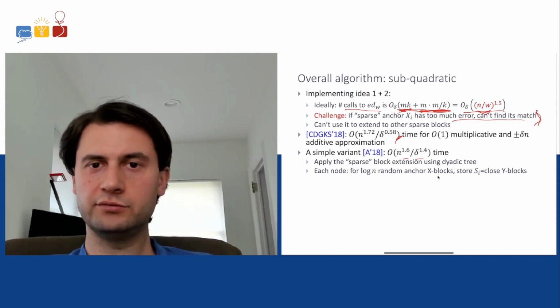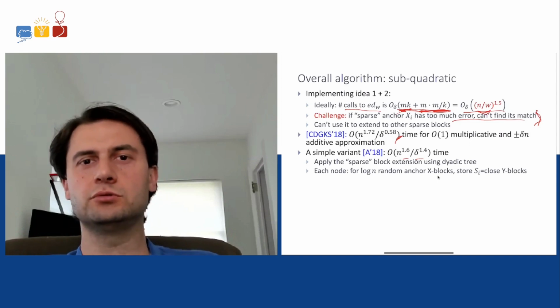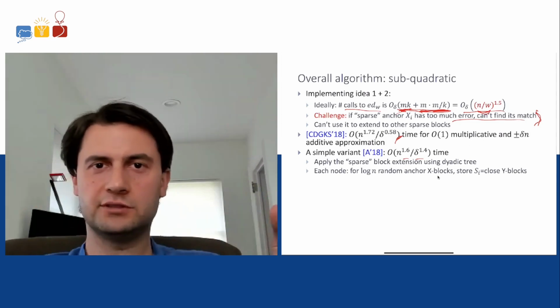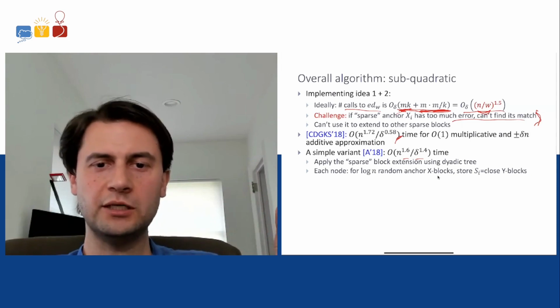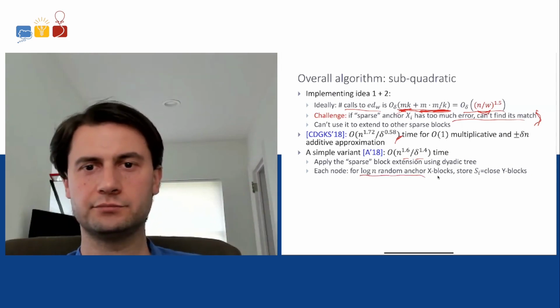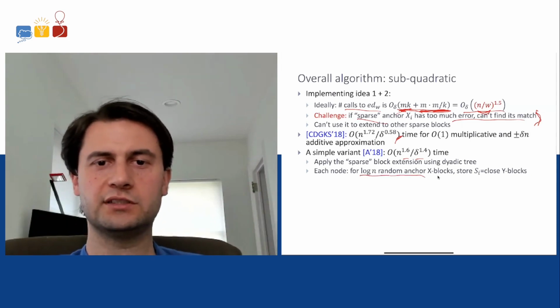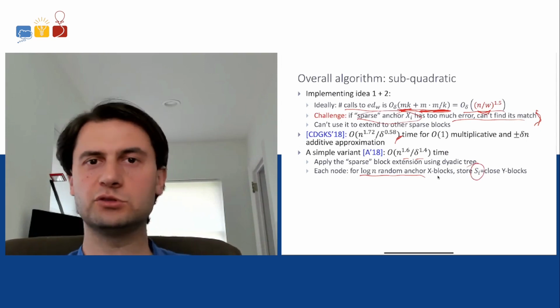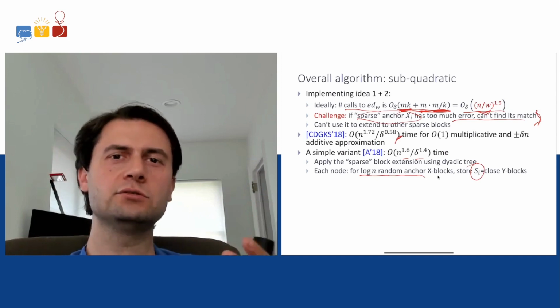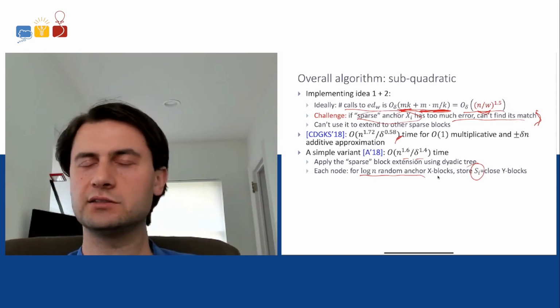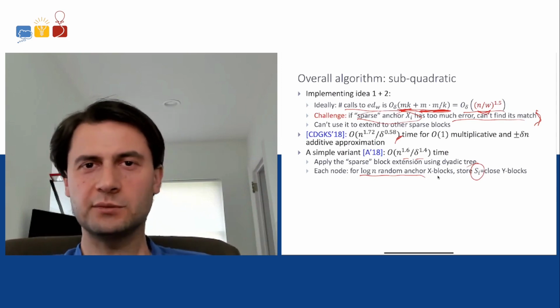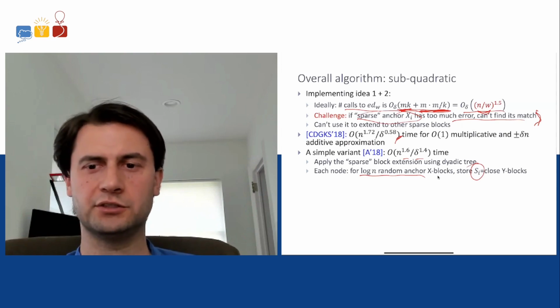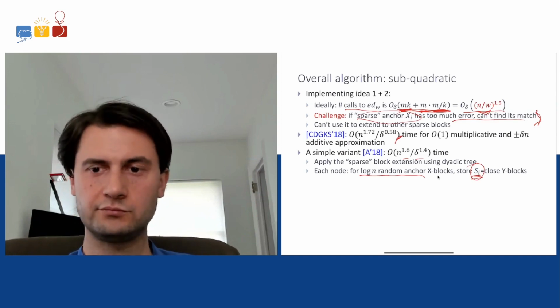In each node of the tree, which corresponds to a sequence of these blocks, we sample log n random anchors, and store their set Si of close Y blocks. Again, if there are too many, this means it is not sparse and so forth. There are some differences, but non-substantial. So think about that. They are sparse, and we store their sets Si, which are relatively small.